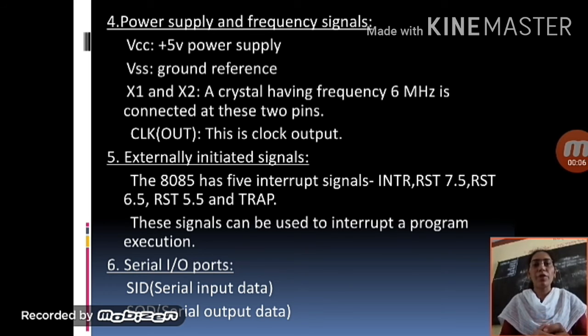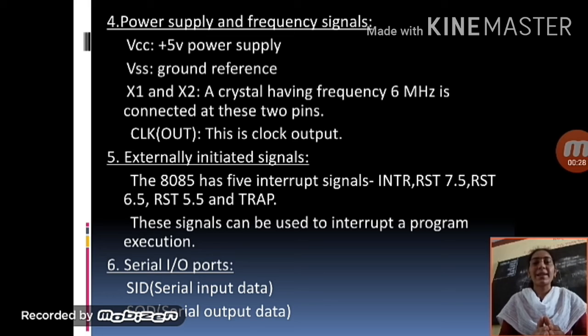Next is the fourth, power supply and frequency signals. VCC is for the +5 volt power supply and VSS is for ground reference. X1 and X2 are the pins at which a crystal having a frequency of 6 MHz is connected. Okay, these pins are the power supply and frequency signals, and clock out is the clock output pin.